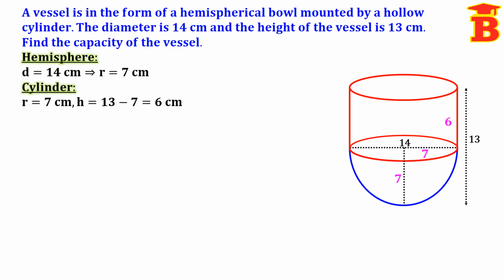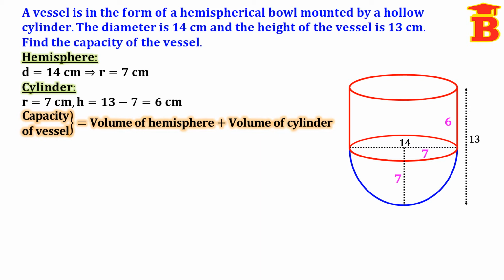Now the question is, we have to find the capacity of the vessel. Here the capacity means volume. So we have to find the volume of this full vessel. And here we can observe that the capacity of this vessel is equal to the volume of this hemisphere plus the volume of this cylinder. So the capacity means the volume of this shape, that means the volume of hemisphere plus volume of cylinder.